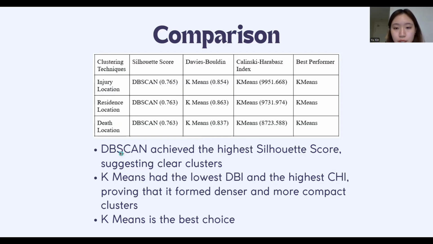In summary, while DBSCAN consistently achieved the highest silhouette score, suggesting clear clusters, it also showed a higher DBI index, indicating overlapping clusters. On the other hand, K-means consistently had the lowest DBI and the highest chi index, proving that it formed denser and more compact clusters. Across all datasets, K-means emerged as the best clustering technique, demonstrating the most balanced performance in terms of cluster separation and compactness. That's all for my presentation.